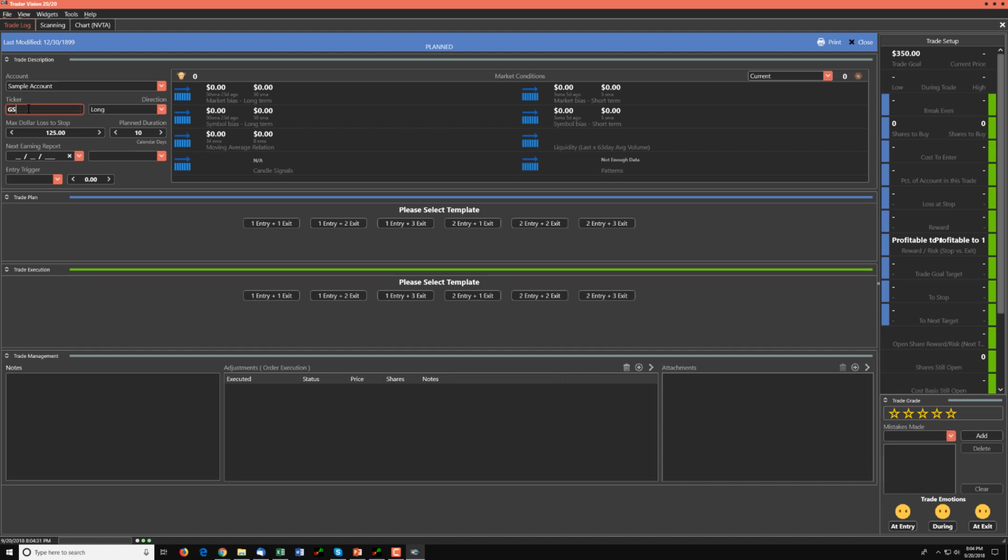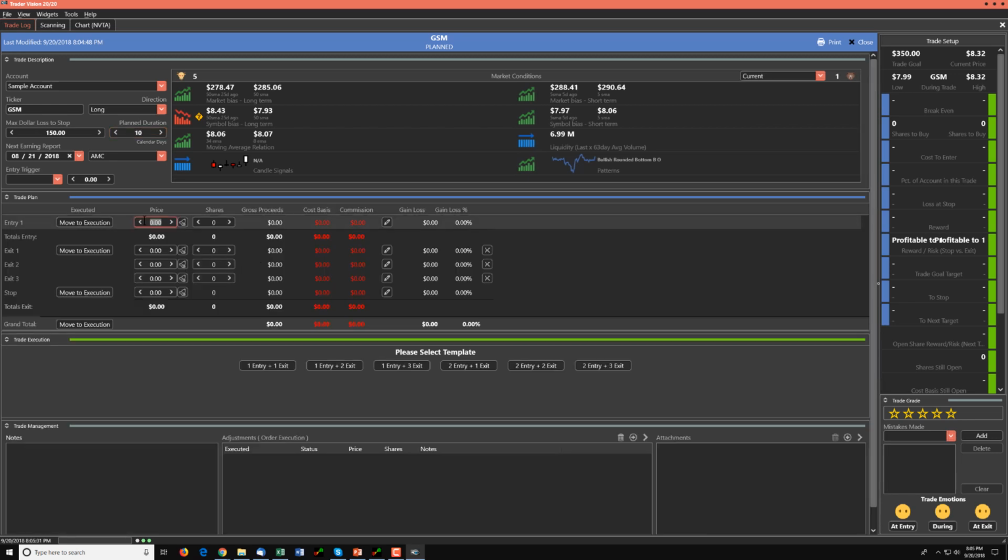So, Global Specialty Metals, let's say 150 bucks. They reported it about this time a month ago, so we have about 2 months till earnings. We've got 5 bullish indications and 1 bearish indication, and let's plan it out with up to 3 exits. So 8.52 was the entry price I looked at, and a stop of about 8.20.